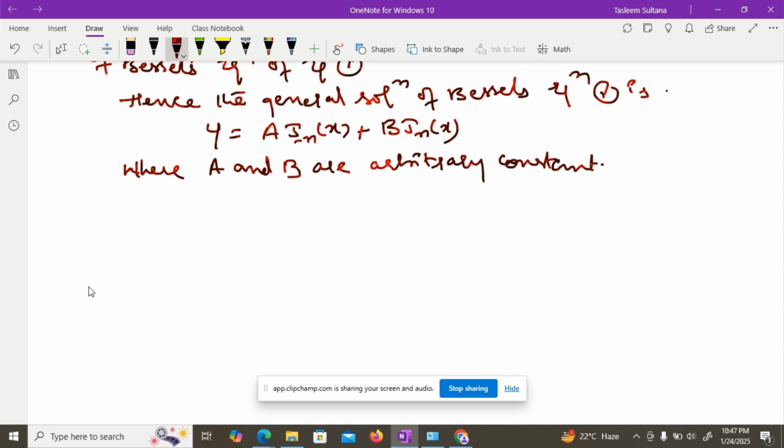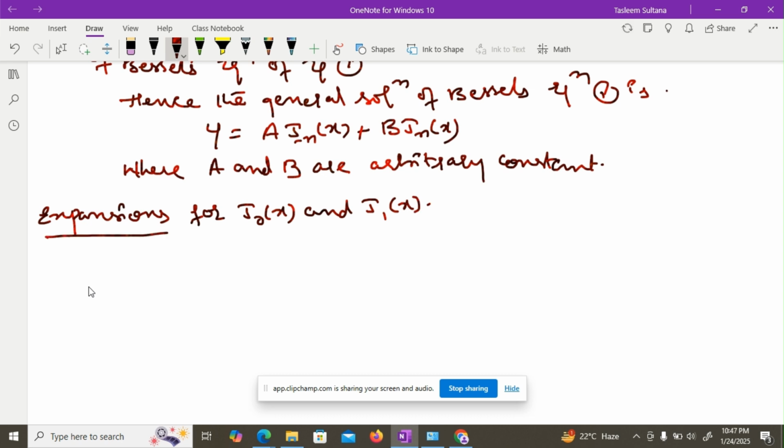Next, we will see the expansion for J naught of x and J1 of x, which is important for 1 mark for those students that are going to be under JNQ. We are going to define it with the help of Bessel function of first kind of order n.